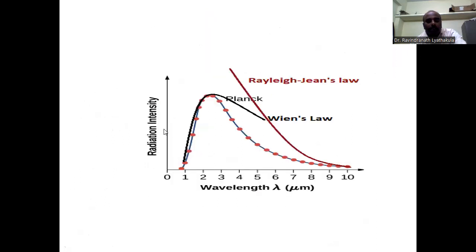Now, the combination of Wien's law and Rayleigh-Jeans law. Wien's law is explained successfully at lower wavelengths and fails at longer wavelengths, but the Rayleigh-Jeans law is explained at longer wavelengths and fails at shorter wavelengths compared to the experimental results. These are the different laws in black body radiation.